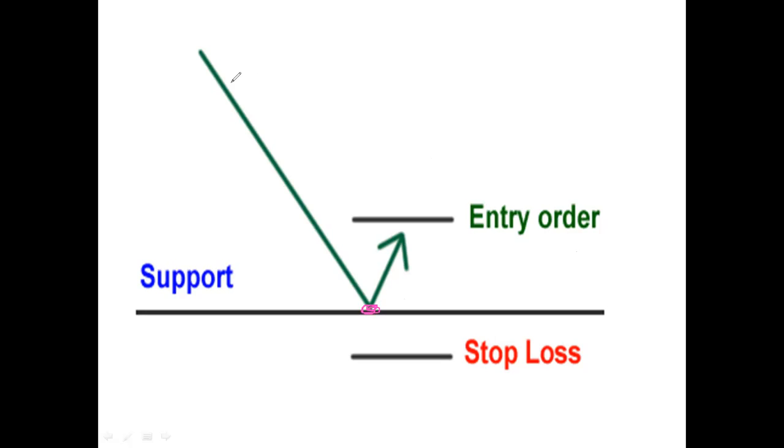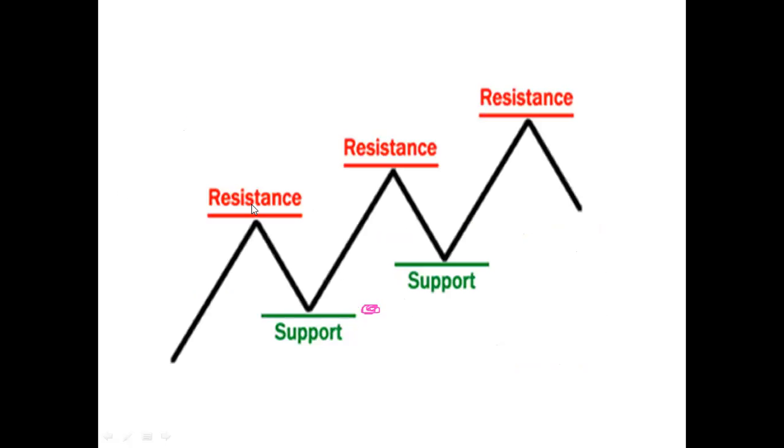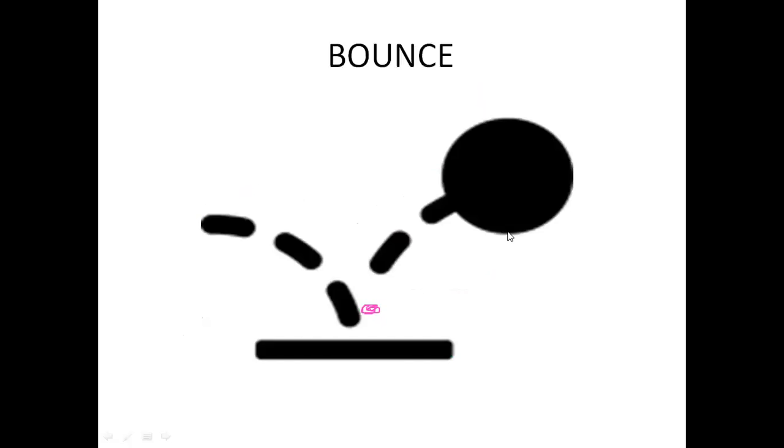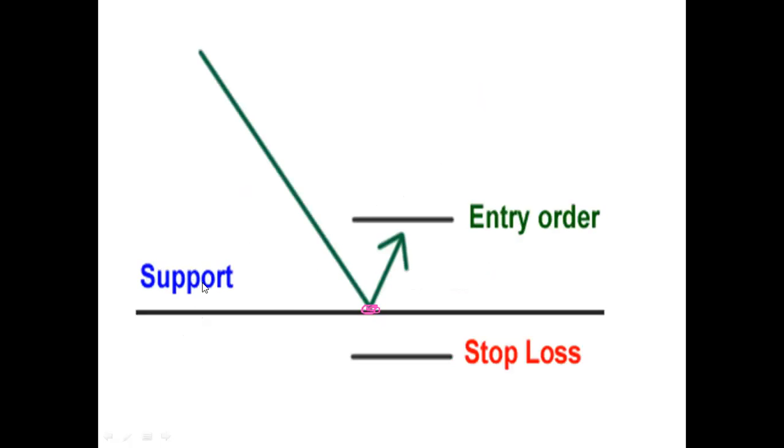Because if you look at our first video, this is resistance. Once it hits resistance, it comes back down, and when it hits the support level, it goes up. The resistance is at the top, so once it hits resistance, it comes down. When it hits support, it goes up. So over here, when it hits the support level, it bounces back and then goes up.